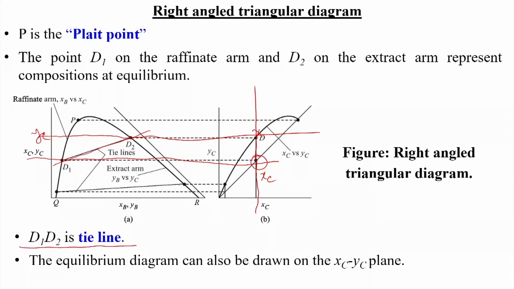All the tie line data points are there, and from them we will be able to get the equilibrium line. Also, the equilibrium diagram can be drawn on the xc yc plane, which we will discuss. Either of these is okay for general calculation.